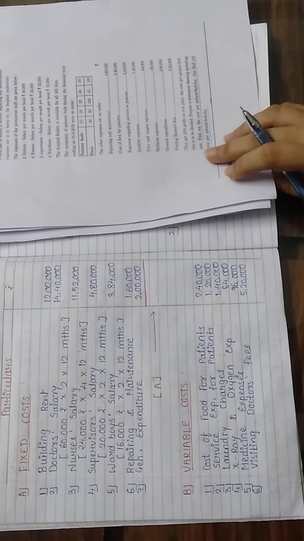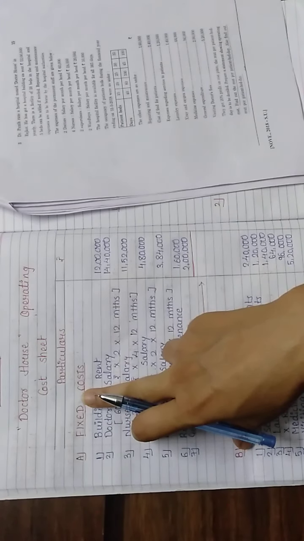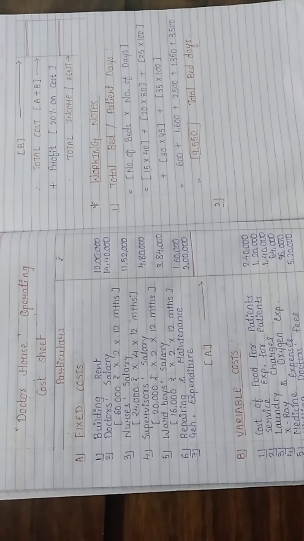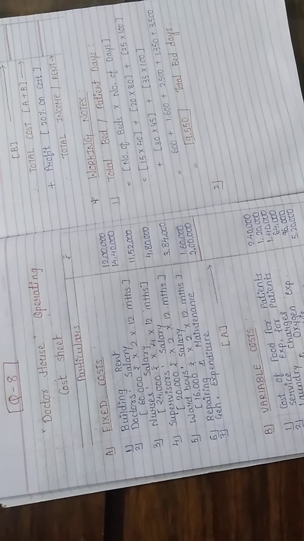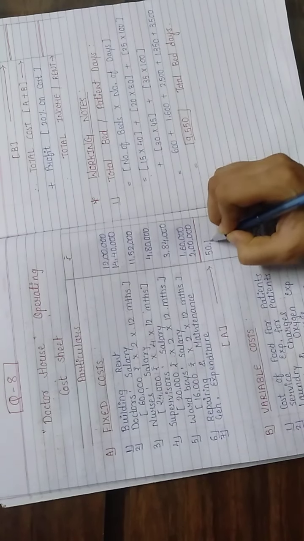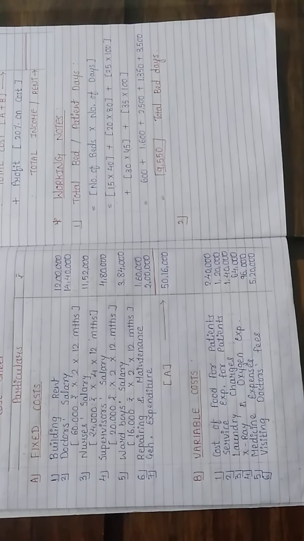Now, read the last paragraph. Check carefully, students, that no expenses are left to record. Okay, no other expenses are left. So, first we will make a total of fixed cost, that is A. Calculate the total of A. The total is 50,16,000. That is the total of fixed cost.